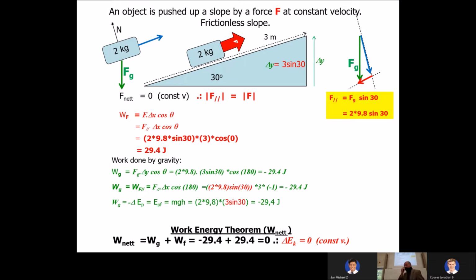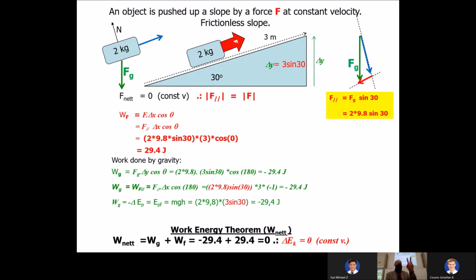So for the first one it would be cos 0, because here we're talking about the force F and the delta x. Now the force F is in the same direction as delta x. So the cos angle is always the angle between displacement and the force. Right, happy with this one? Now that's an easy one.